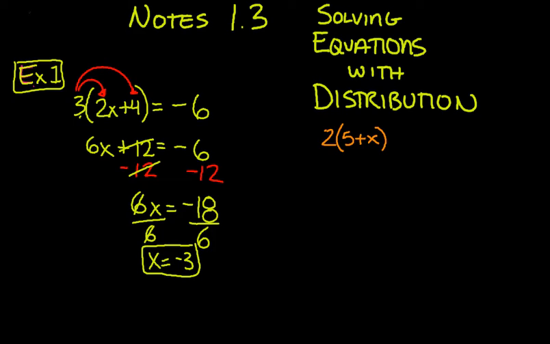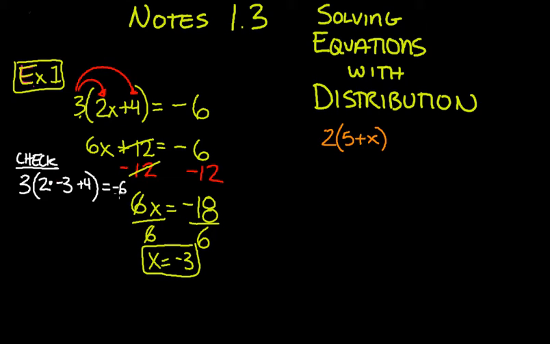If you want to check our answer, if I take -3 and put it back in the equation, you should get -6 equals -6. So let's try it. In my equation, I've got 3 times 2 times -3. Oops, I forgot plus 4. Let's keep it going. 2 times -3 plus 4. And hopefully that equals -6.